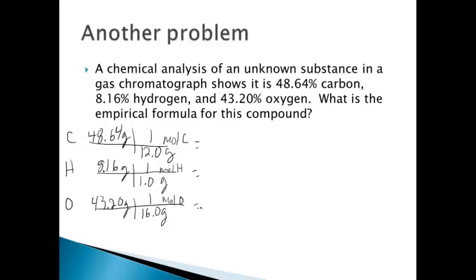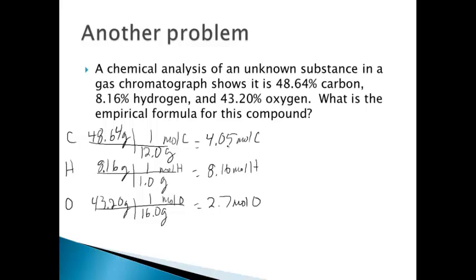And now we're going to plug into our calculator. So 48.64 divided by 12.0. This comes out to be 4.05 moles of carbon. For this one, 8.16 divided by 1 gives me the same number, 8.16. And finally, our 43.20 divided by 16 is going to give me 2.7 moles of oxygen. So that was step 2, convert grams to moles.